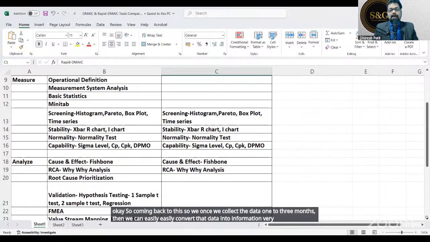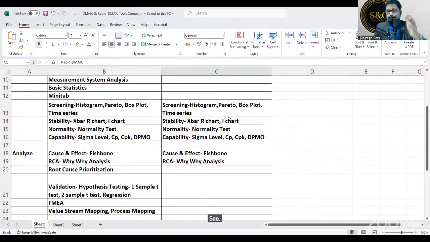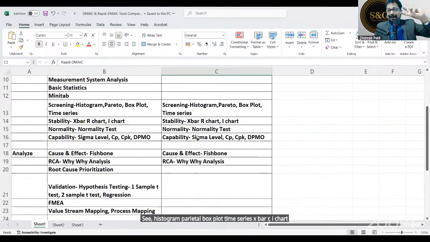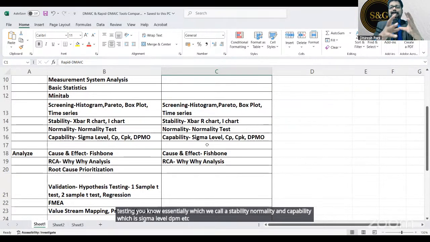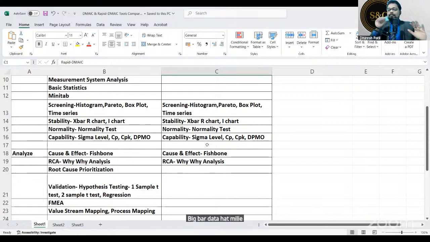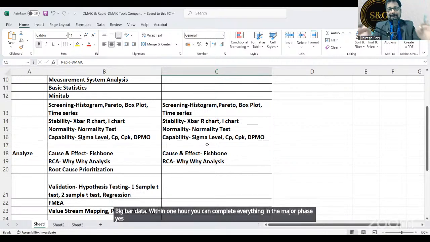Once that is done, see, histogram, Pareto, box plot, time series, X bar R, I chart, then normality testing, SNC, which we call stability, normality, and capability, which is sigma level, DPM, etc. All these things will take a maximum of half an hour, 1 hour for you once the data is there. Once you have the data in hand, within 1 hour you can complete everything in the measure phase. Can you do everything in the measure phase in 1 hour? Yes or no? In our hackathon, we do it.